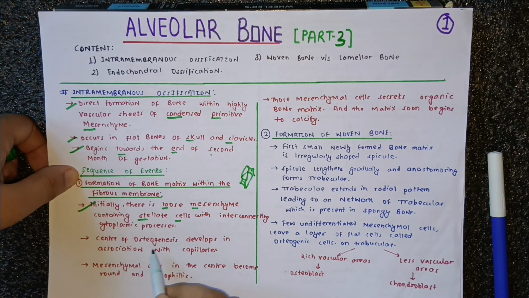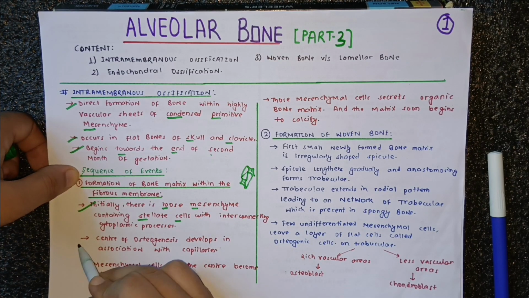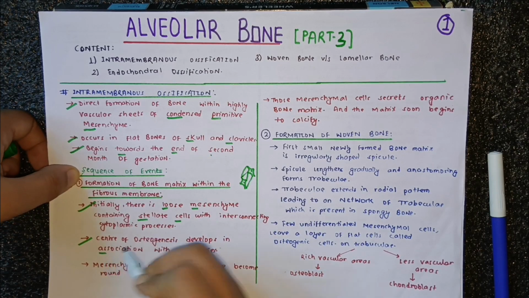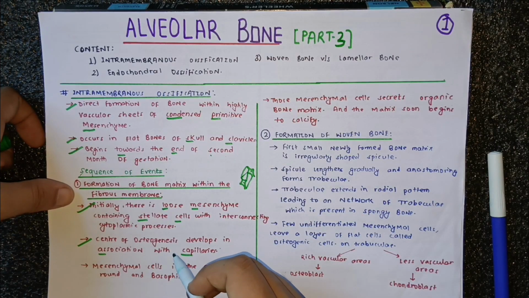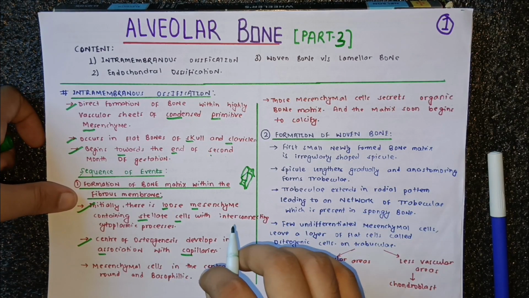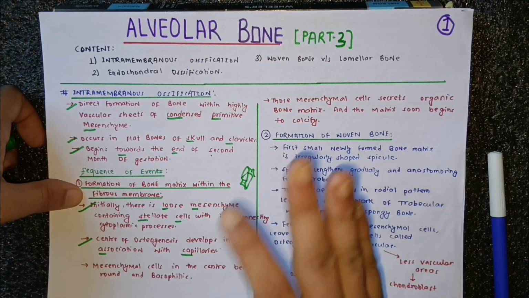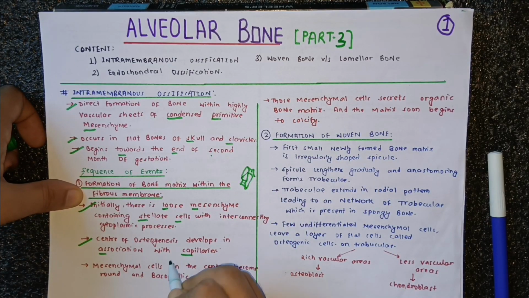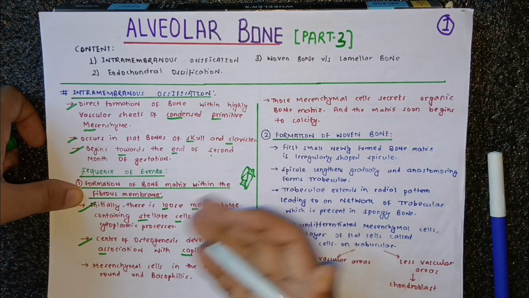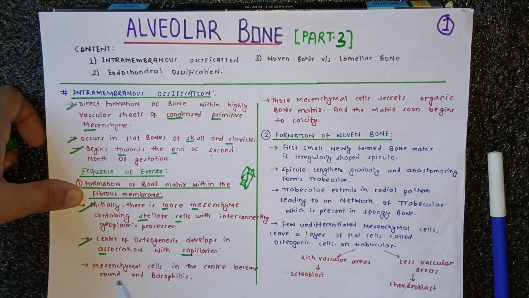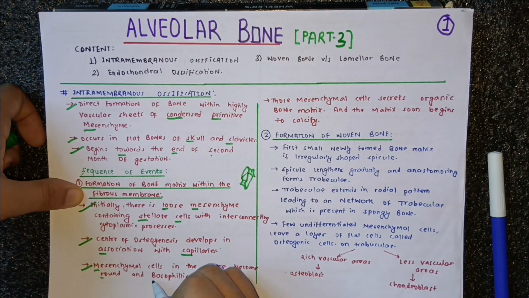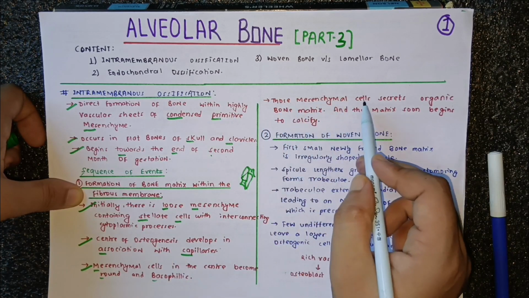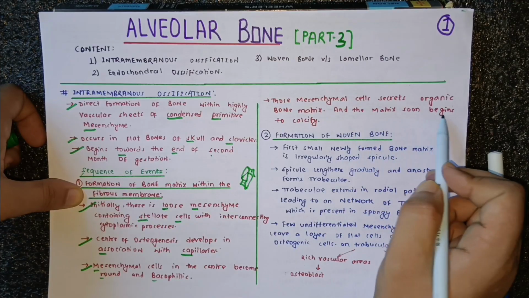After that, centers of osteogenesis develop in association with the capillaries. This is very important; it is the main inducing point of this ossification. There is an association with capillaries, with blood vessels. After that, mesenchymal cells in the center become round and basophilic, and they secrete the organic bone matrix, and the matrix soon begins to calcify.